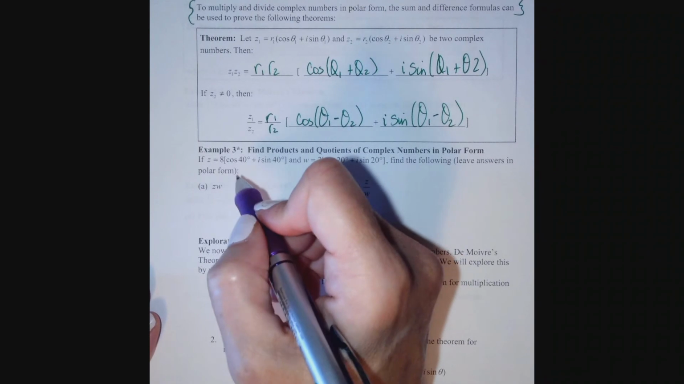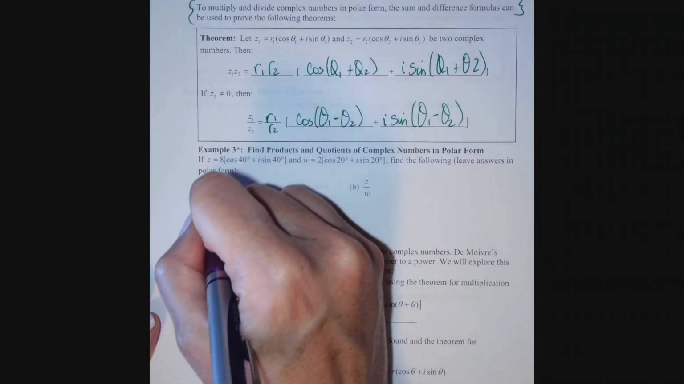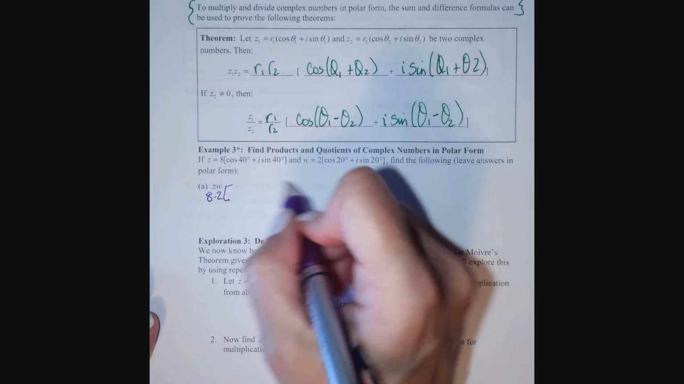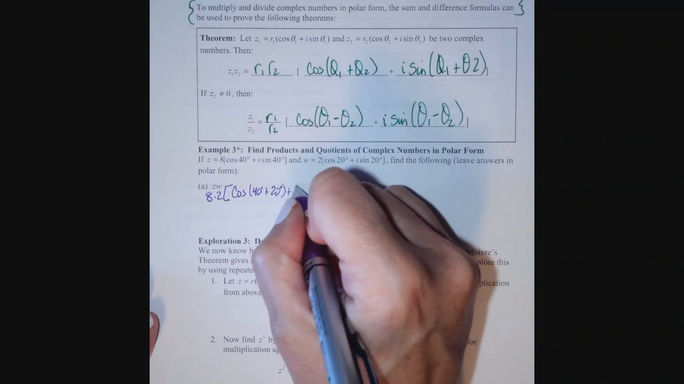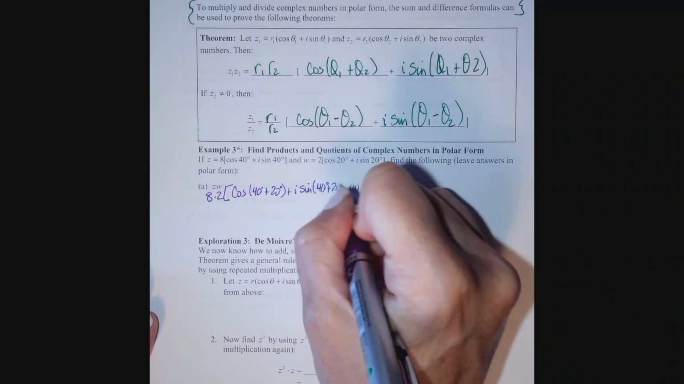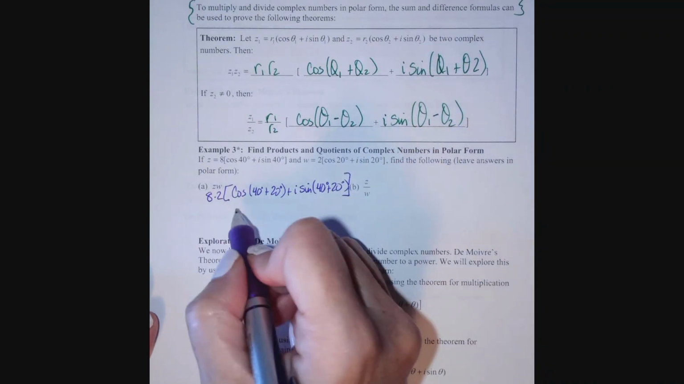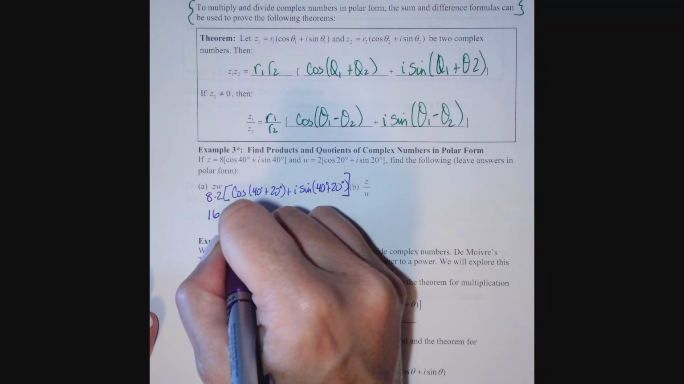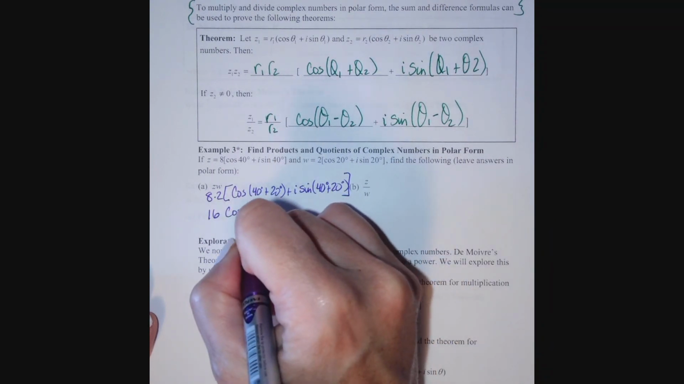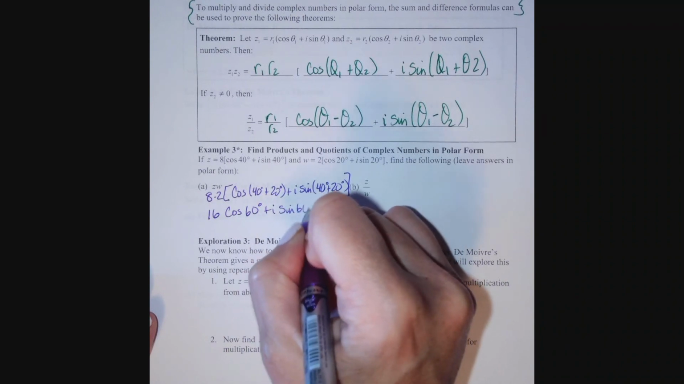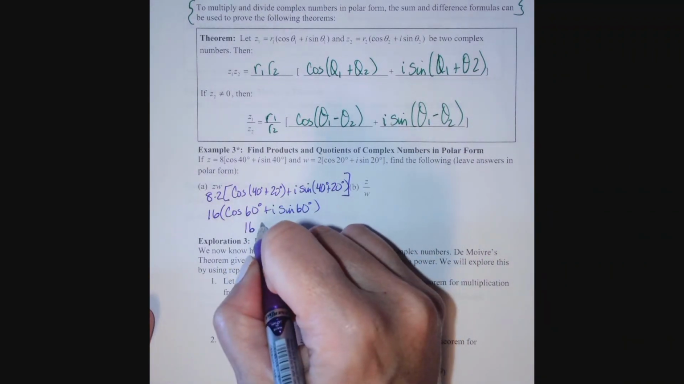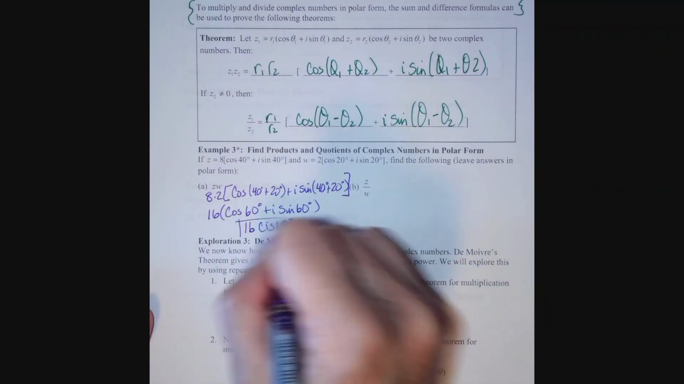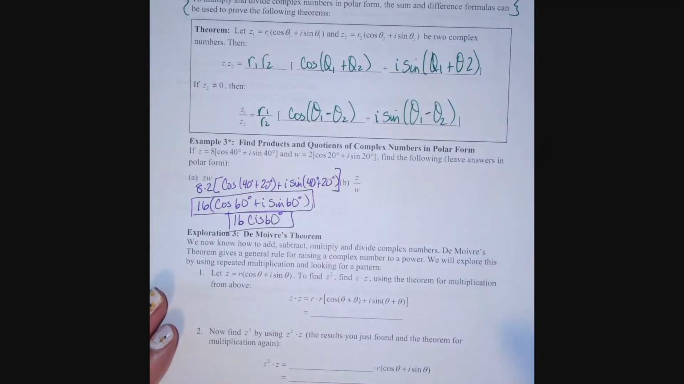When I multiply the two together, remember I'm going to multiply the moduli, so that would be 8 times 2. And then I add the angles. So I have cosine of 40 degrees plus 20 degrees plus i sine of 40 degrees plus 20 degrees. Well, 8 times 2 is 16, and 40 and 20 is 60. So I have 16 times cosine of 60 degrees plus i sine of 60 degrees. Don't forget your parentheses. And if I wanted to use my shorthand, I could just say 16 CIS 60 degrees. Either answer is perfectly acceptable.